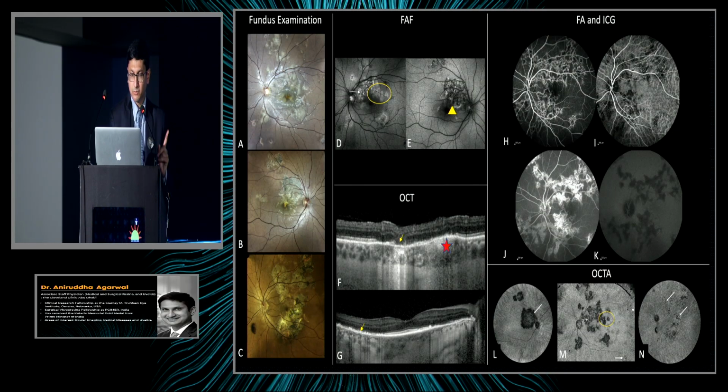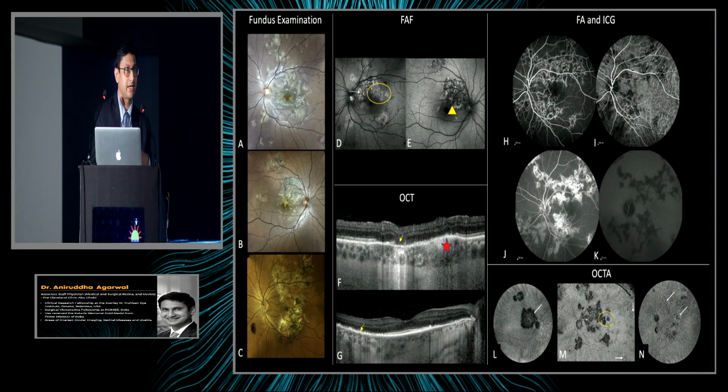So I'm just going to spend a minute on this slide. This is a situation where you have TB. And in TB choroiditis, I think following a stepwise approach is quite useful.